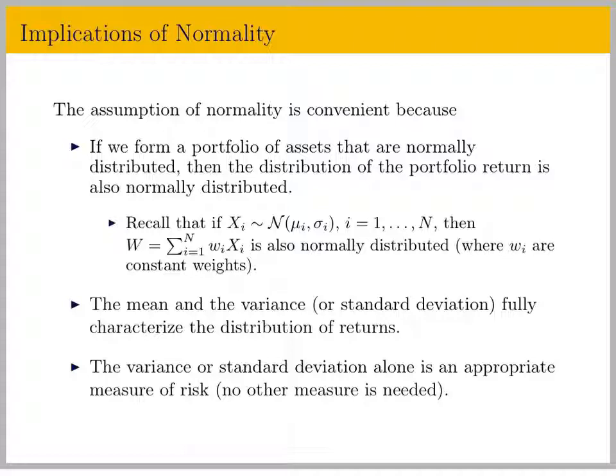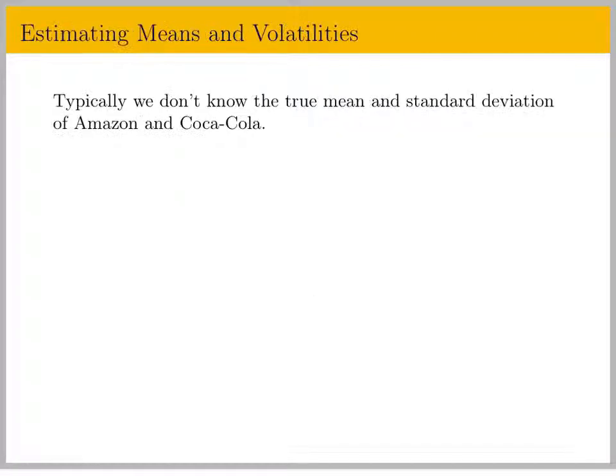So as a result of this, the fact that the mean and variance fully characterize the distribution of a normal, all I need to know as a measure of risk for an asset that's normally distributed is the standard deviation. Nothing else will better capture the amount of risk in that asset. Now, if the asset were not normally distributed, then the standard deviation might not be all the information about risk for that asset.